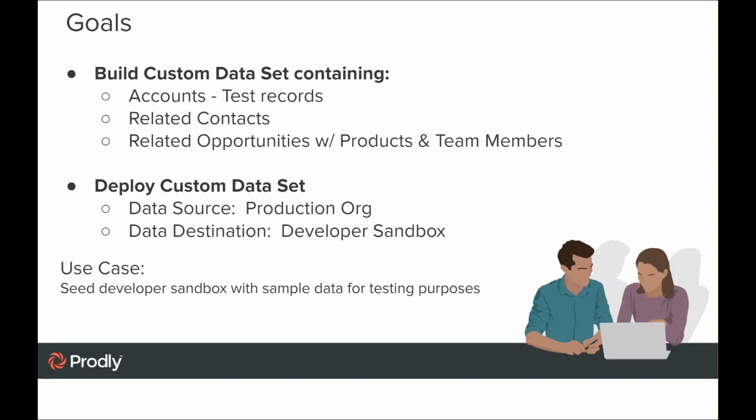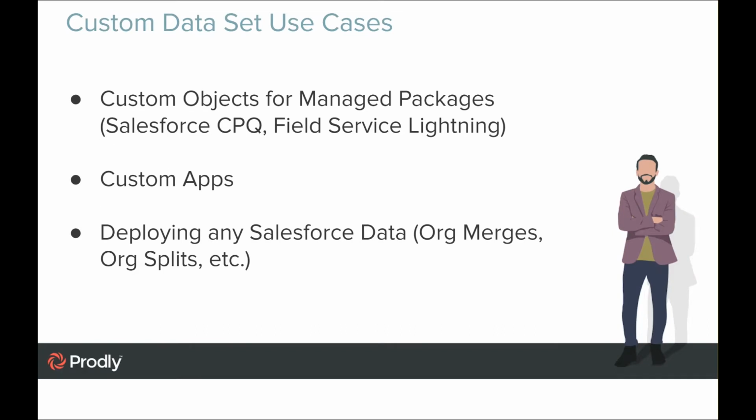This is a common use case for our customers when using AppOps Release in order to give developers and admins some test data when spinning up a new sandbox to build new solutions. We will focus on a simple Sales Cloud data set in this video. However, custom data sets can be utilized in your org for other use cases. You could build and deploy custom data sets to govern configuration records for managed packages or custom apps, to deploy any other data between your orgs, or for org merges and splits.